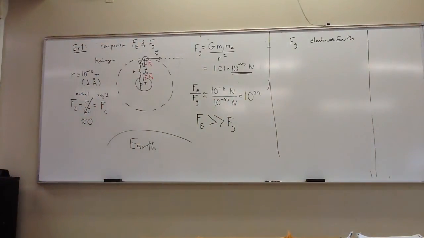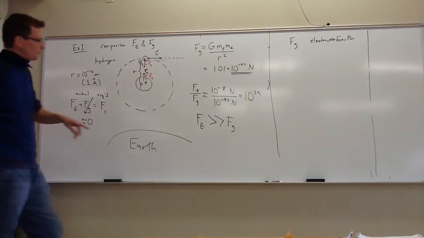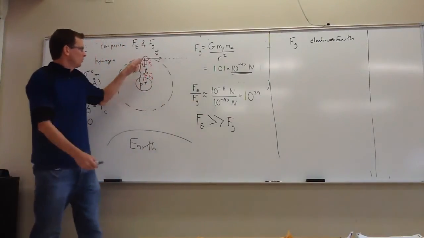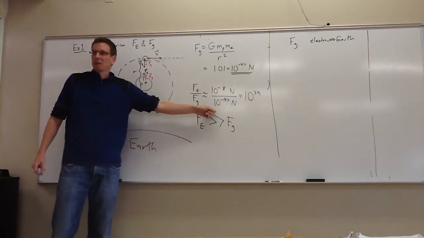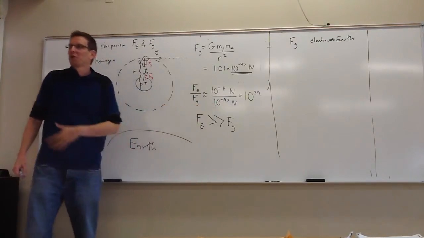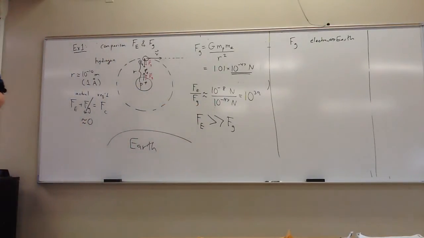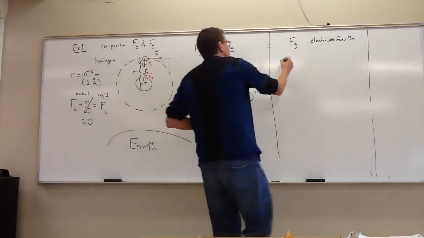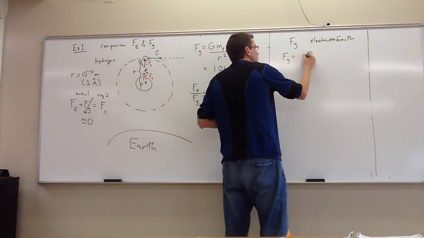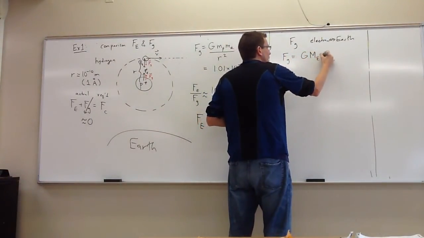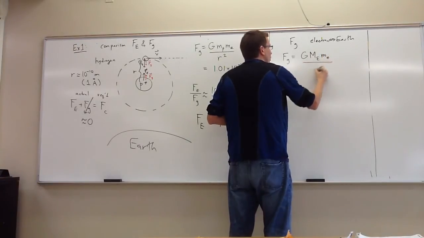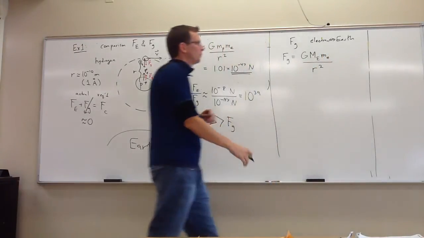So I'm going to see my gravitational force between these two, electron and proton, before, was 10 to the minus 47th. I'm going to find a larger gravitational force now. Obviously, the electron is going to be pulled harder by the Earth because it's much more massive. So let's find that out. So now it's the mass of the entire Earth times the mass of the electron over the distance between them squared.